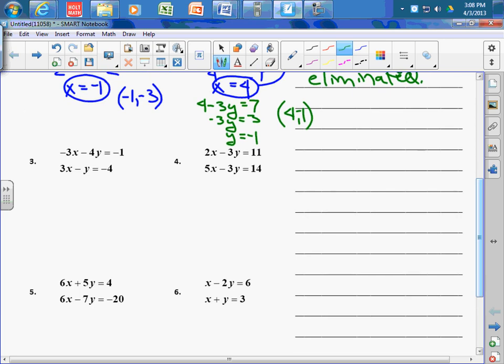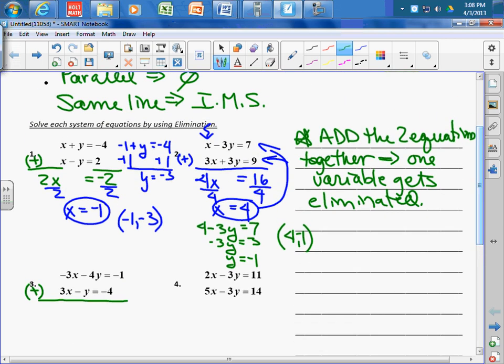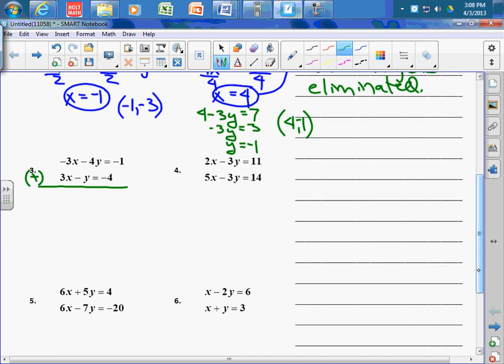In number 3, now in the first two examples, what happened? Well, the y's canceled out first. Look, in number 1, I had plus y and minus y. They canceled out. In number 2, I had minus 3y and plus 3y. They're going to cancel out. What's going to cancel out in number 3? That's right, the x's are. Look, negative 3x and positive 3x. They're going to cancel. Now I'm going to add the y's together. Negative 4y plus negative 1y, negative 5y. Equals negative 1 plus negative 4 is negative 5. Solving for y, I get y is equal to positive 1.